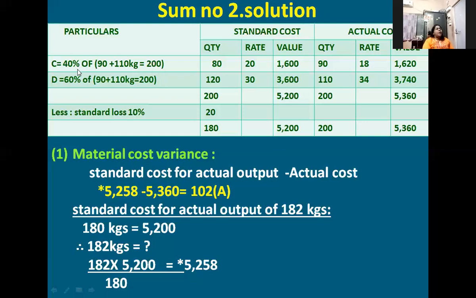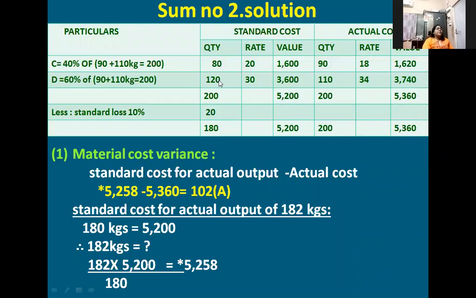So 200 into 40% means what is the standard quantity I'm using for C? That is 80. Likewise, you need to work it out for D also. 90 plus 110 kg, 200. On that 200, what is 60%? 120. So 120 is the standard quantity we are going to make use of as per standard for material D.